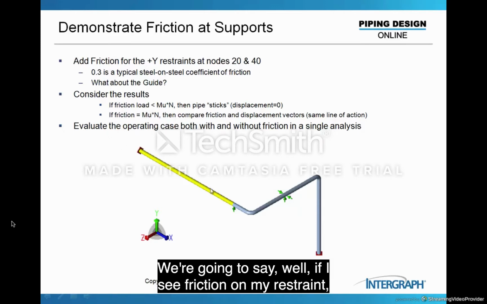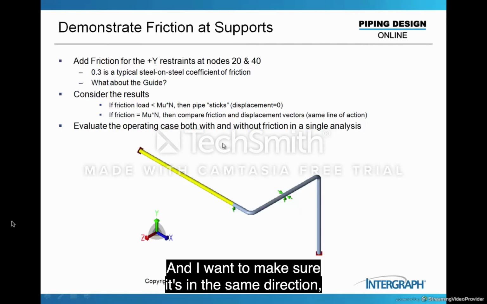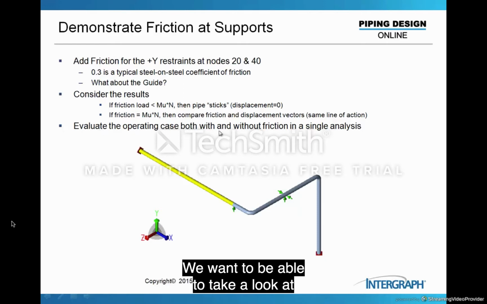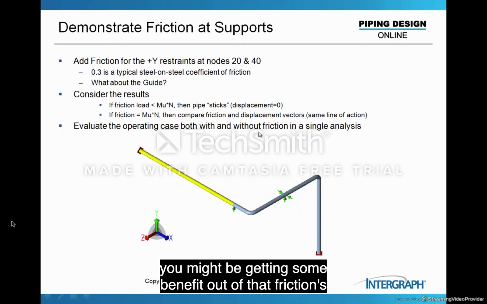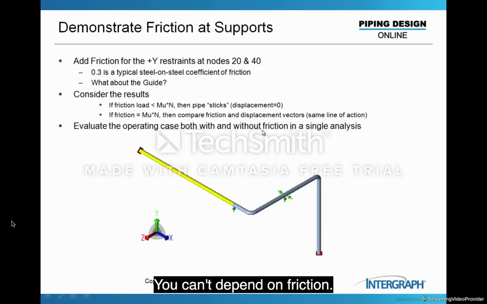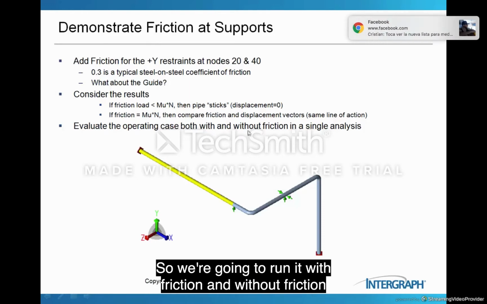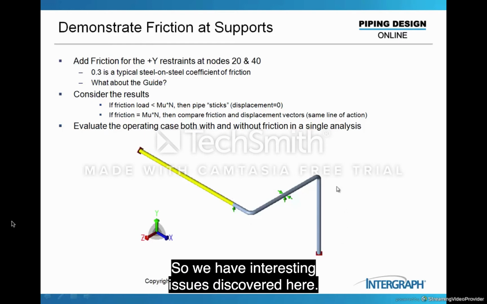What we're going to do is take a look at the results. If I see friction on my restraint, I'm going to make sure it doesn't get any bigger than mu times a normal load, and I want to make sure it's in the same direction against the pipe motion. We want to be able to take a look at with and without friction. This is, I think, a very important point too. If you're going to run a model with friction, you might be getting some benefit out of that friction's action in the analysis. You can't depend on friction. I would say you should look at every case to see what the worst case is. So we're going to run it with friction and without friction in a single analysis, a nice little feature in Caesar 2.